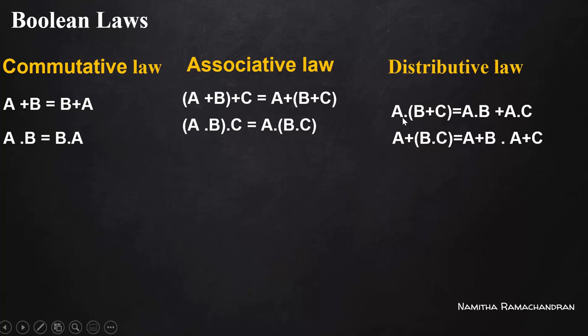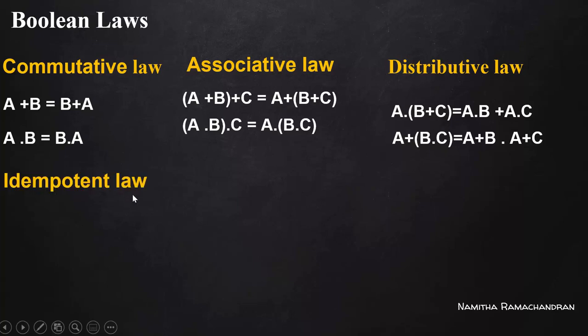Then it becomes A and B or A and C. And similarly here, this particular distribution, A or B and C, means A or B and A or C. So this is the distribution of this particular operation to inside of this bracket.